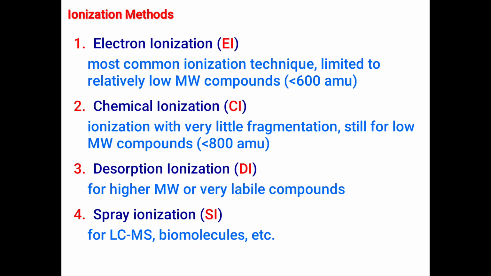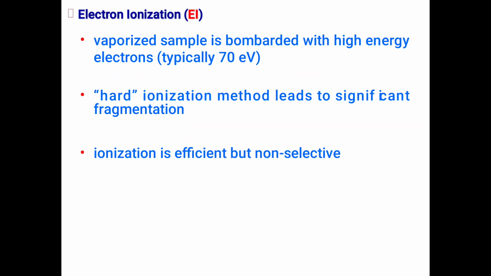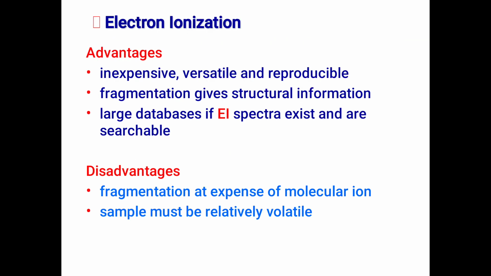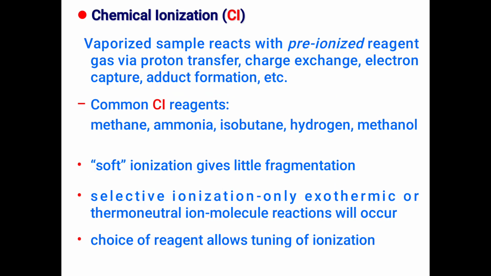Ionization methods: electron ionization, chemical ionization, desorption ionization, and spray ionization. Electron ionization: the vaporized sample is bombarded with high energy electrons. Advantages: it is inexpensive, versatile and reproducible. Fragmentation gives structural information. Large databases of EI spectra exist and are searchable. Disadvantages: fragmentation occurs at the expense of the molecular ion, and the sample must be relatively volatile.